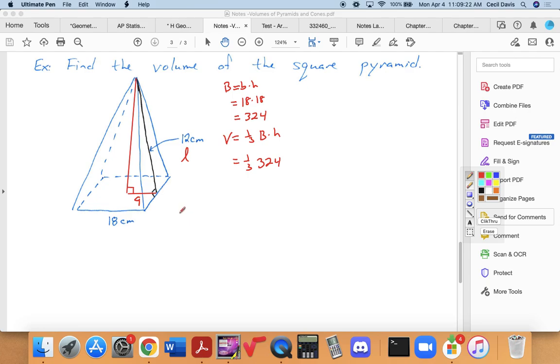Okay, so that's 9, and it would have been nice if it was a 3, 4, 5, but not so much. Wishful thinking. So we'll do 9 squared plus the height squared is 12 squared. So it's 81 plus h squared is 144. So h is the square root of 63, which simplifies to 3 square roots of 7.